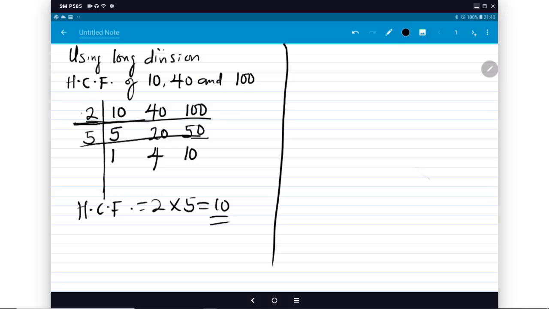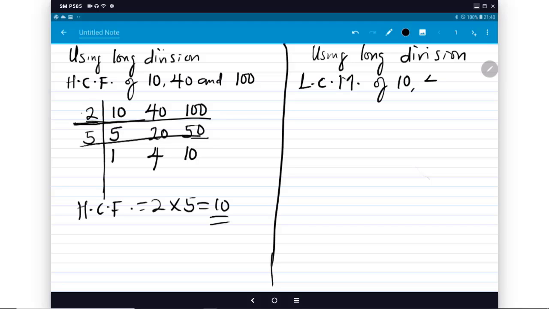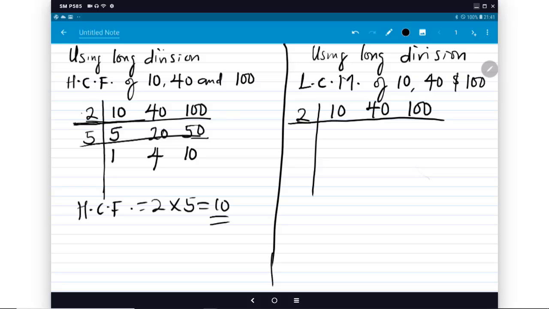Now let's say we are finding the LCM using the same method. Alright, long division for our LCM. Now LCM of 10, 40, and 100. So we'll do the same thing. Draw your table. We have 10, we have 40, we have 100. So here we are free to start with any number. As long as the number can divide at least one of these numbers, we are good to go.